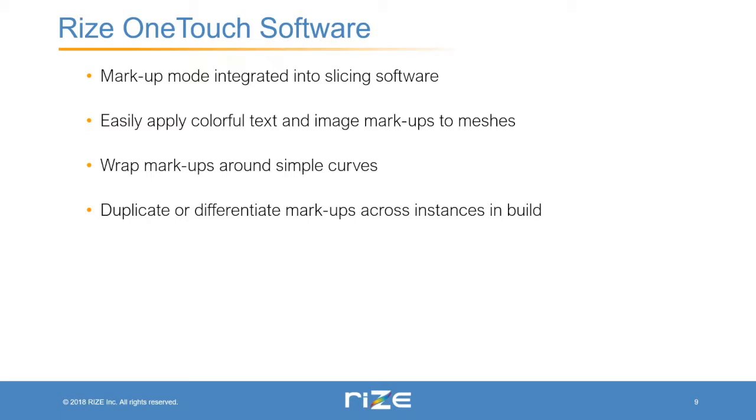So finally, I'll talk about our OneTouch software and what functionality we offer for the purpose of creating color models for printing. One of the benefits of Rise software is that it has a markup mode integrated into the slicing software, so you don't have to work with multiple tools at once. You can just open the Rise software, apply your markups, and immediately send it to print.